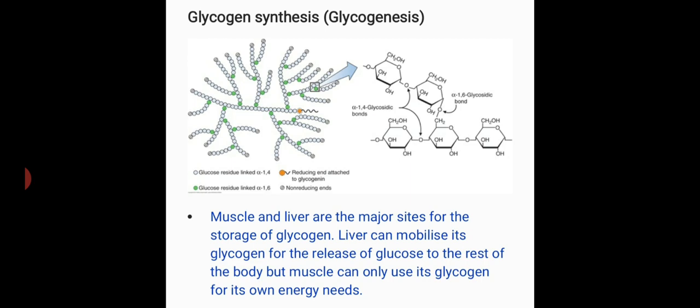Muscle and liver are the major sites for the storage of glycogen. Although its concentration in the liver is high, the much greater mass of skeletal muscle stores a greater total amount of glycogen. Liver can mobilize its glycogen for the release of glucose to the rest of the body, but the muscles use it only for its own energy purpose.